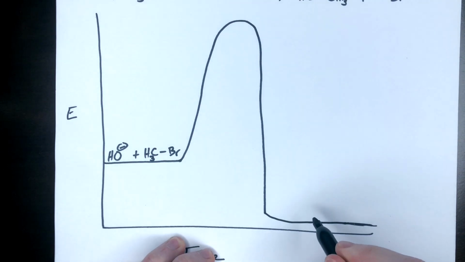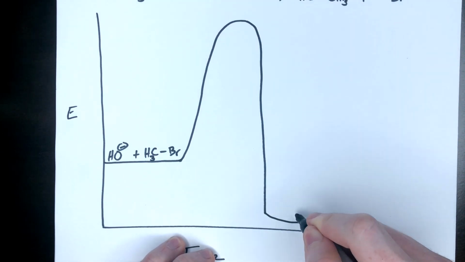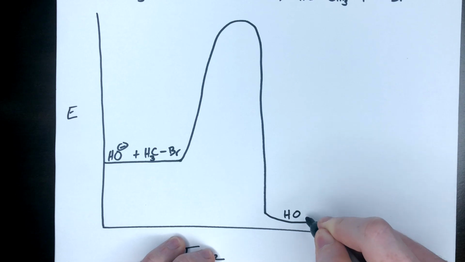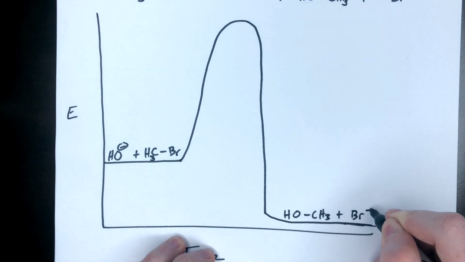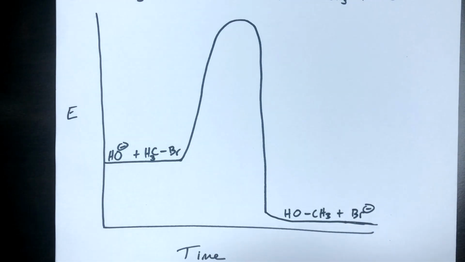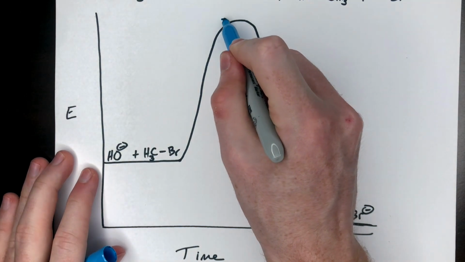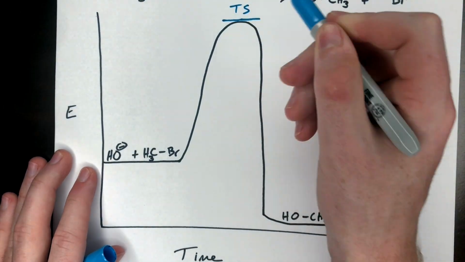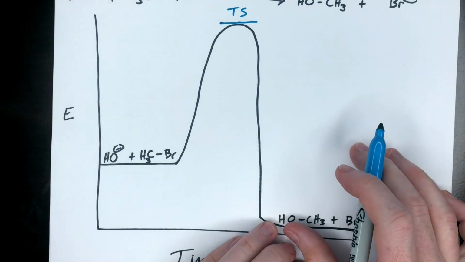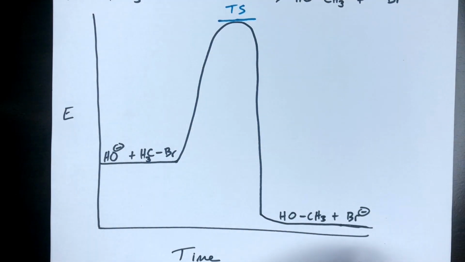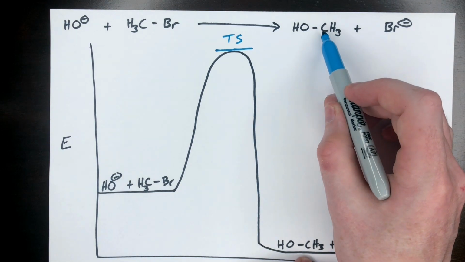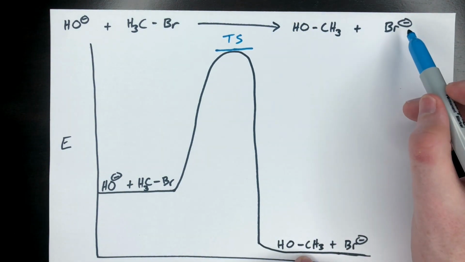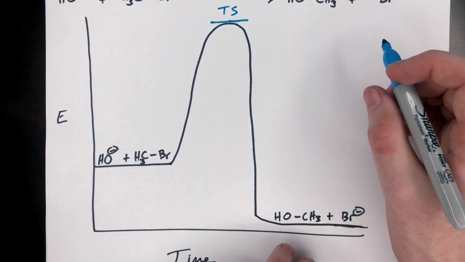So I'm going to draw the products here first before we proceed any further. So this makes methanol and bromide ions. So now, like I've mentioned, this top of the hill is the transition state right here. Okay, what that transition state is going to look like is the point at which the OH bond is forming at this carbon, while at the same time the bromine is breaking off of that same carbon.